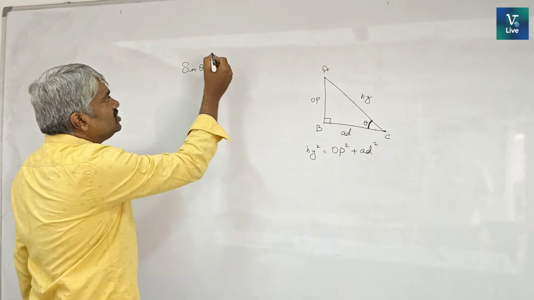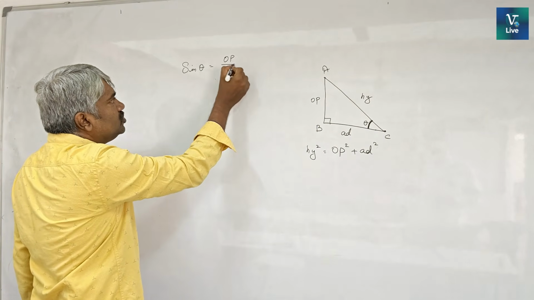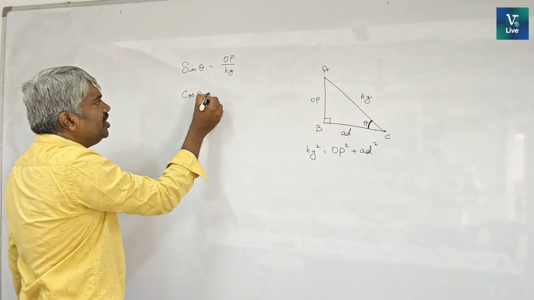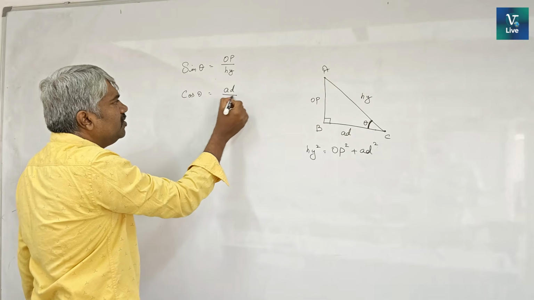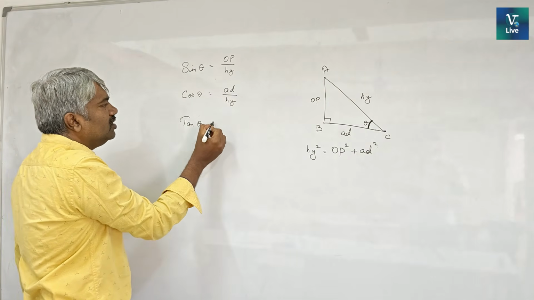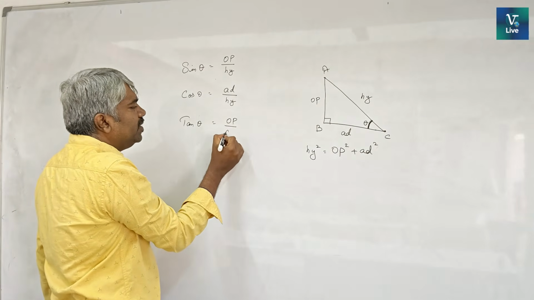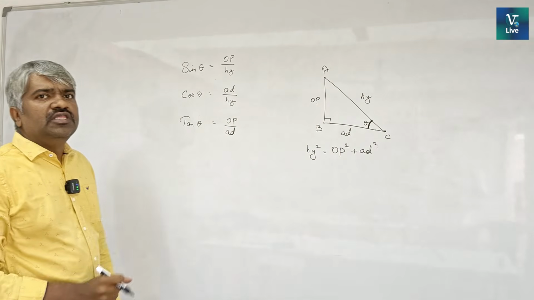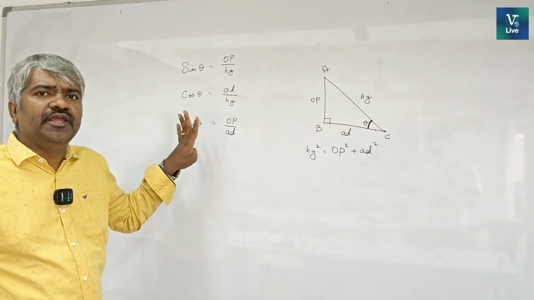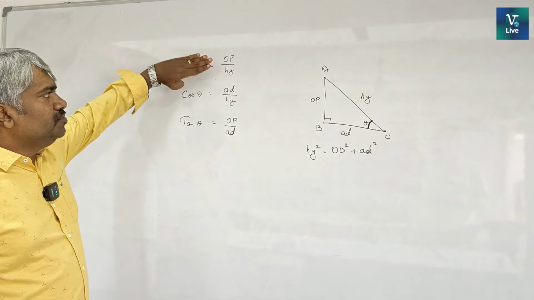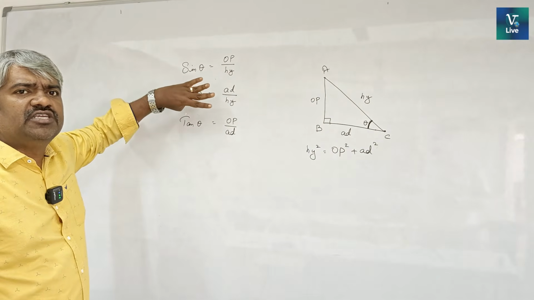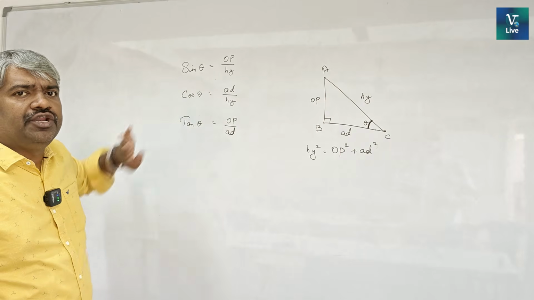So the sin theta formula is opposite by hypotenuse. Cos theta is adjacent by hypotenuse. Tan theta equals opposite by adjacent. These are the first 3 basic ratios in trigonometry.